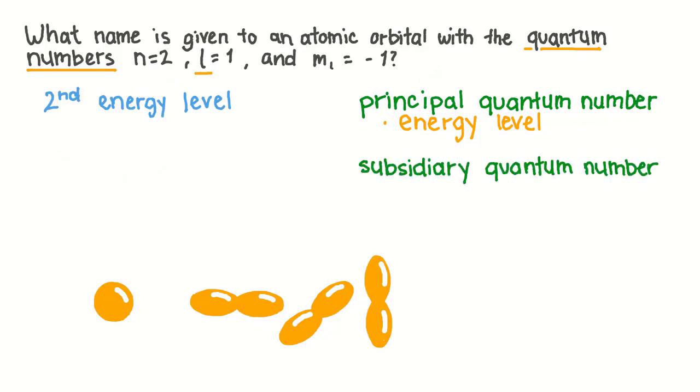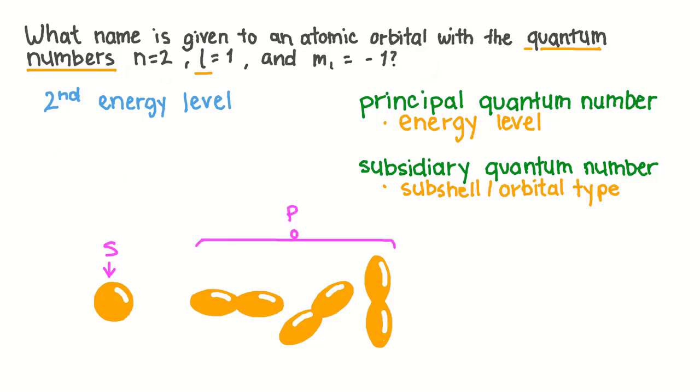The next quantum number is the subsidiary quantum number, given the letter l. This quantum number tells us the orbital type, or the subshell the orbital is located in. This spherically shaped orbital is an s-type orbital, which makes up the s subshell. These 3 orbitals are p-type orbitals, which make up the p subshell. For s-type orbitals, l equals 0, and for p-type orbitals, l equals 1. l equals 1 for the atomic orbital in this question, so we know it's a p orbital.